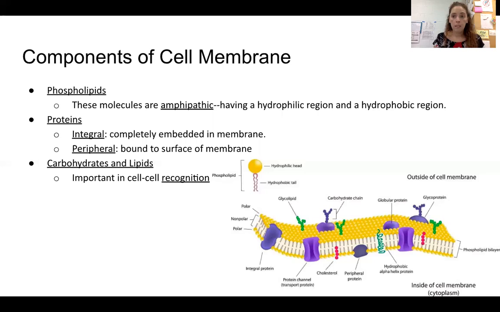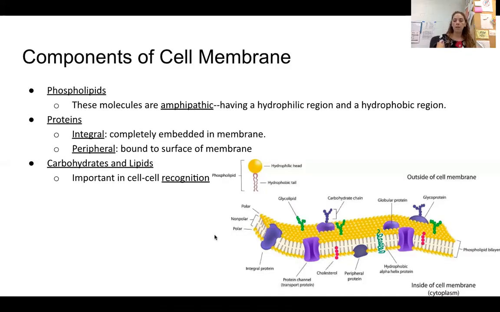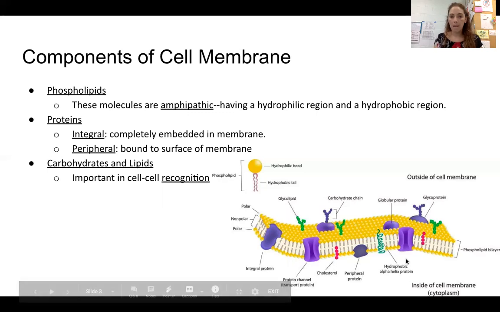Then our proteins. Remember that proteins are made up of chains of amino acids that have been folded together to form a three-dimensional shape. With our proteins, we've got two broad categories. Those that are integral, so if we look down here, integral proteins pass all the way through the membrane. We have another integral protein here, another here, another here, passing all the way through.